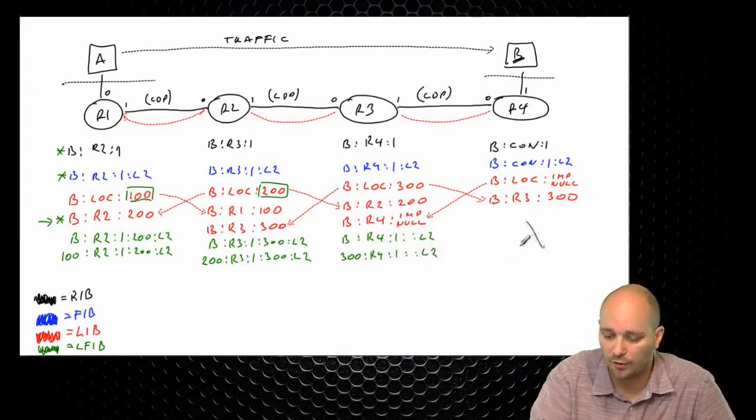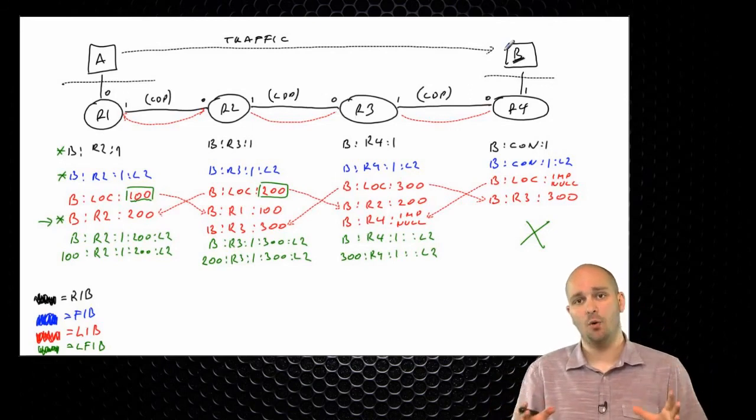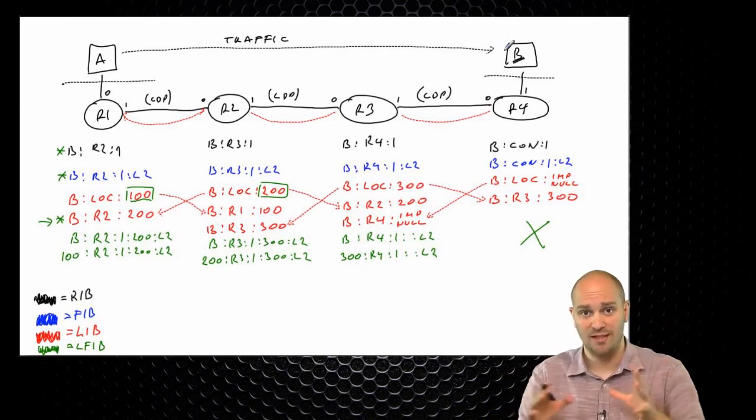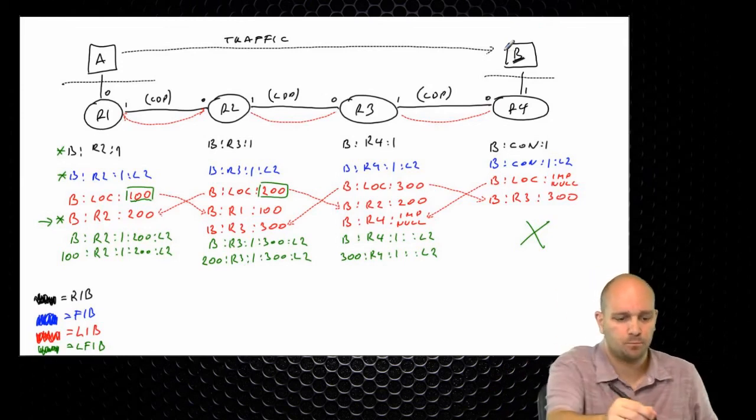In R4, there will be no LFIB entry for this network. Why is there no LFIB entry? Because this here is unlabeled traffic. This here is the IP traffic. So this is how MPLS databases actually get built. Now, let's see what happens with the traffic.